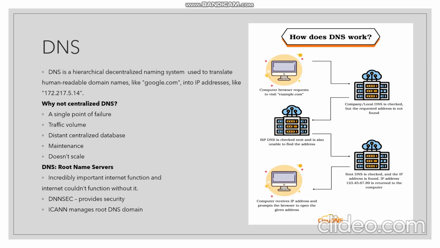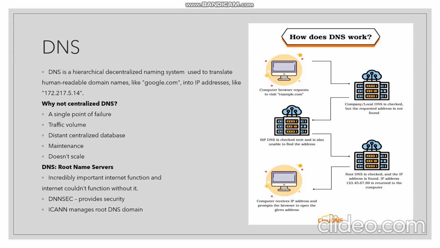The last is the DNS. DNS is basically the domain name system. It helps in converting hostnames into IP addresses and IP addresses back into hostnames. Without DNS, it would not be possible for us to remember easy names like Google or Facebook or Instagram. We would have to remember the IP addresses of each of these sites if there was no DNS. It is basically a hierarchical, decentralized naming system used to translate human readable domain names, as I told earlier.